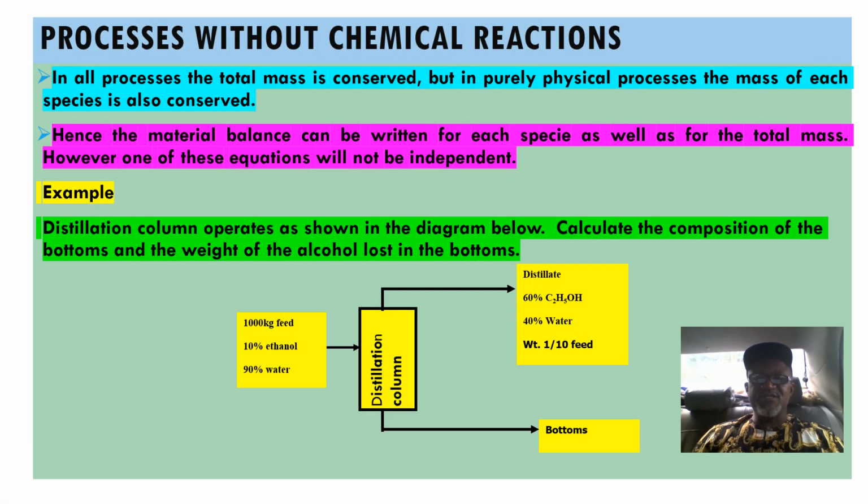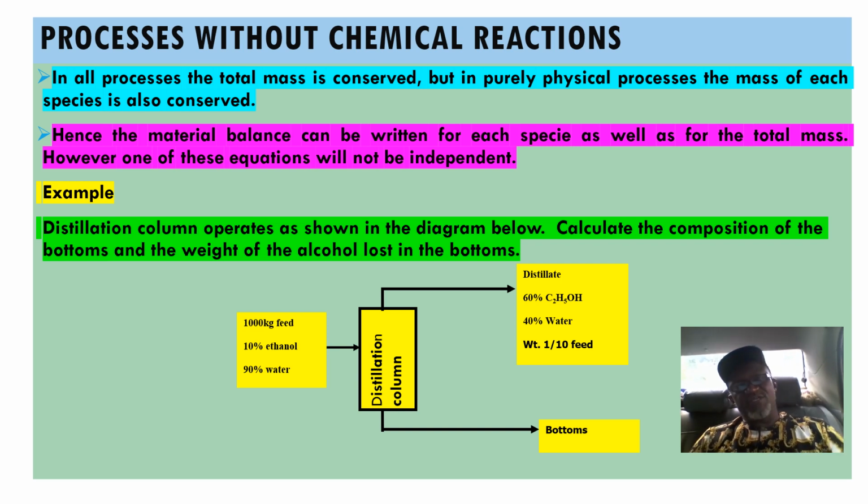We'll have processes without chemical reaction. Now, in all processes, the total mass is conserved, but in a purely physical process, the mass of each species is also conserved. Hence, the material balance can be written for each species as well as the total mass. However, one of these equations will not be independent. So let's look at an example.